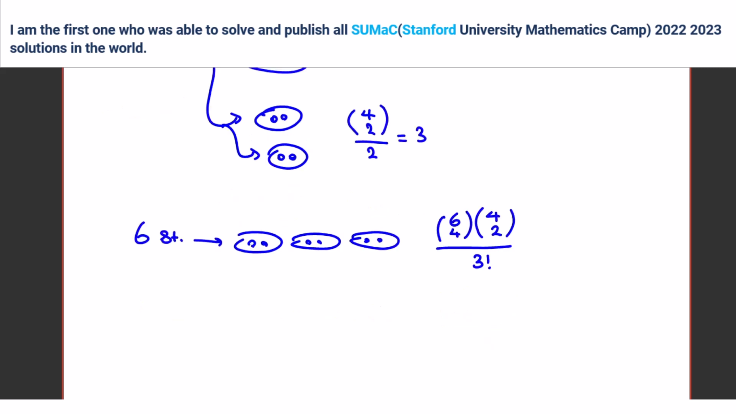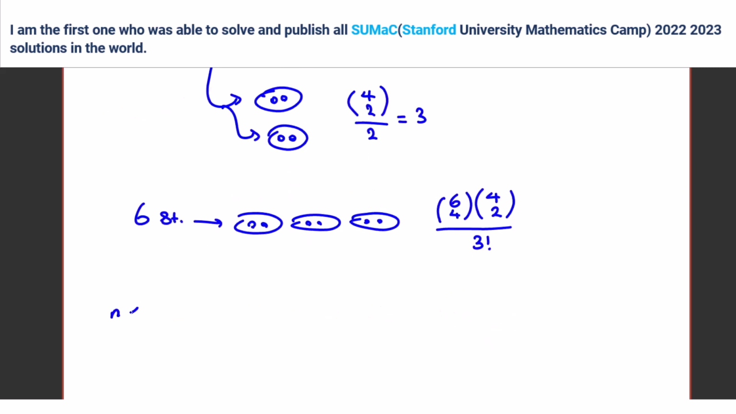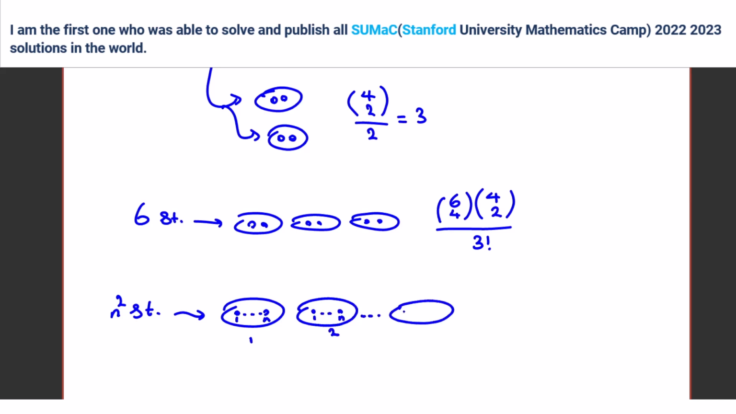Now that you know this, if we split n squared students into n groups, each with n members, first one, second one, to nth one. Let's try to write it only in terms of factorials. Try to simplify at the end, and you can write it in terms of factorials only. Try it.